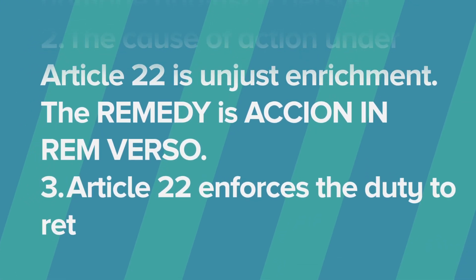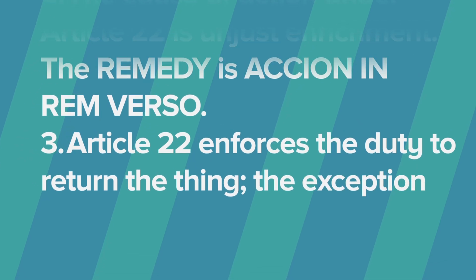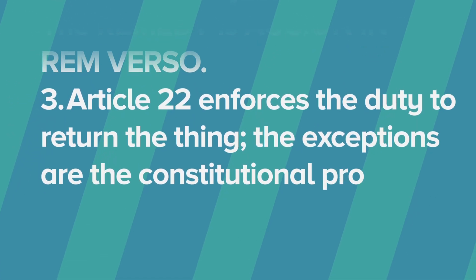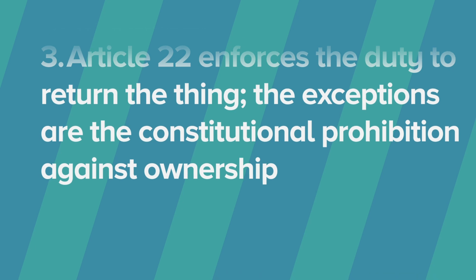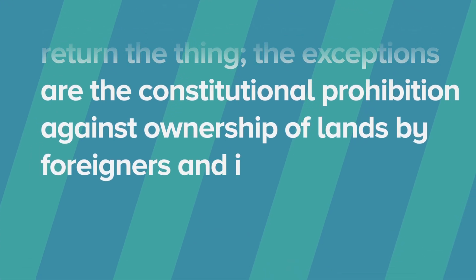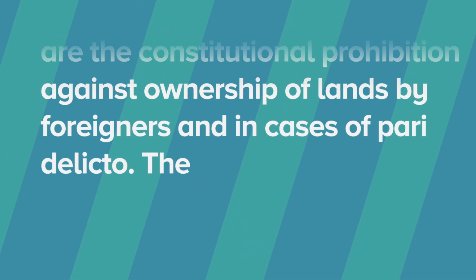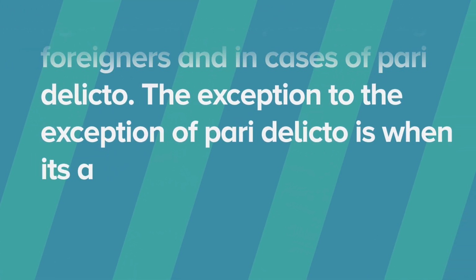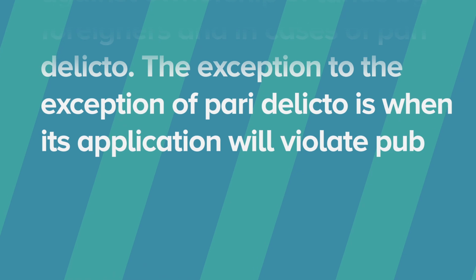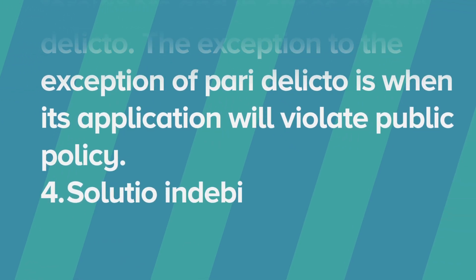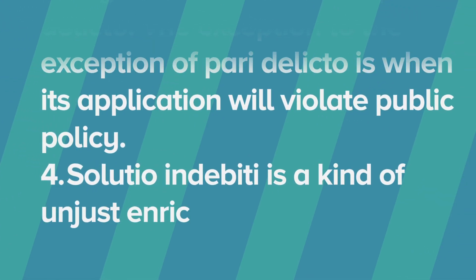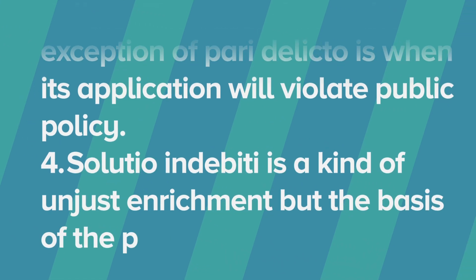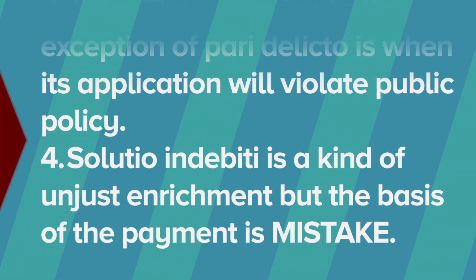3. Article 22 enforces the duty to return the thing. The exceptions are the constitutional prohibition against the ownership of lands by foreigners and in cases of pari delicto. The exception to the exception of pari delicto is when its application will violate public policy. 4. Solutio indebiti is a kind of unjust enrichment but the basis of the payment is mistake.